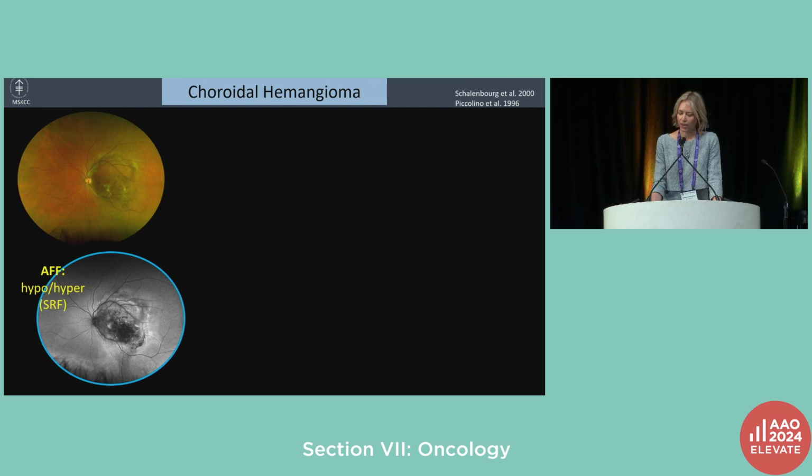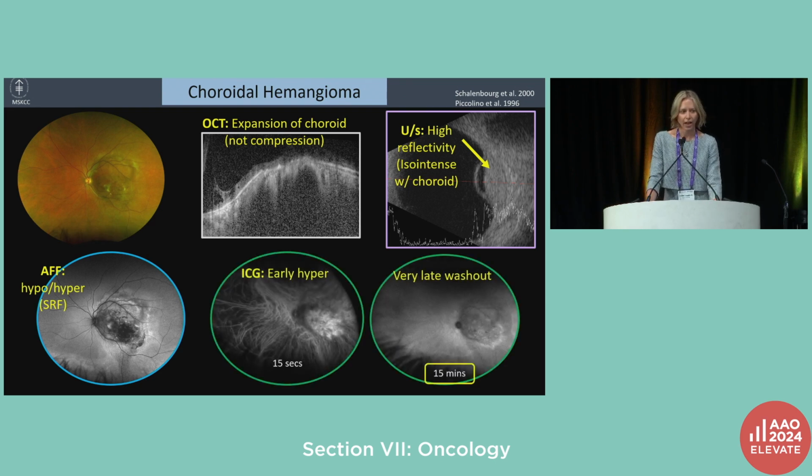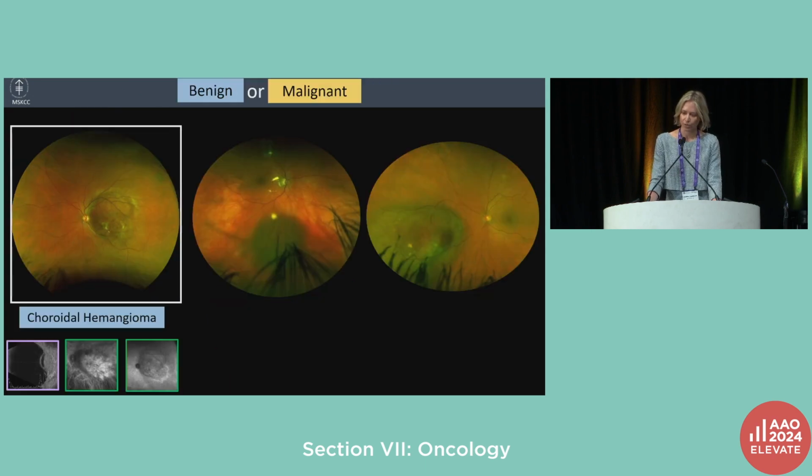We can see that there is subretinal fluid on the autofluorescence. We can see that there is expansion but not compression of the choroid on OCT. And what's characteristic on the ultrasound is high reflectivity, which we may also call isointensity with the choroid. And then finally, the ICG is helpful here. You'll see early hyper, and then very late, at about 15 or 16 minutes, you'll see a very late washout.